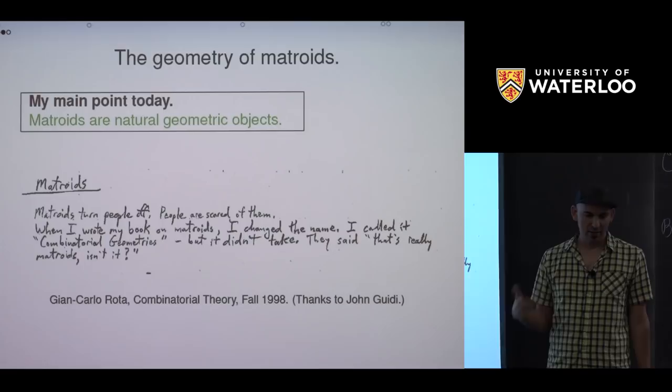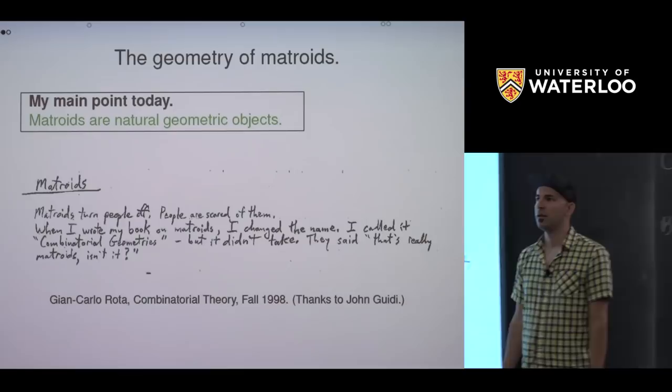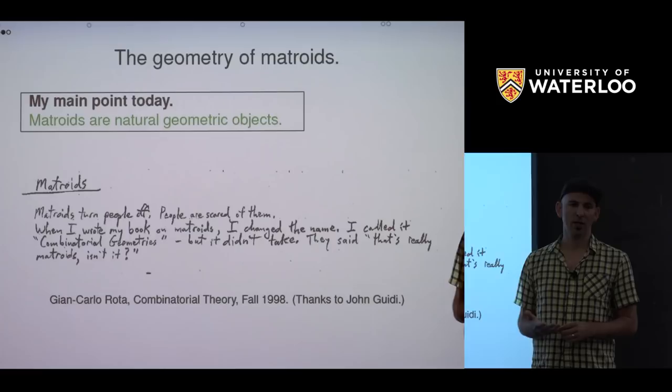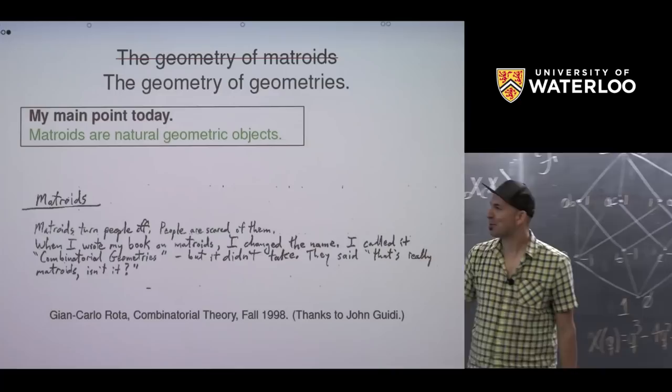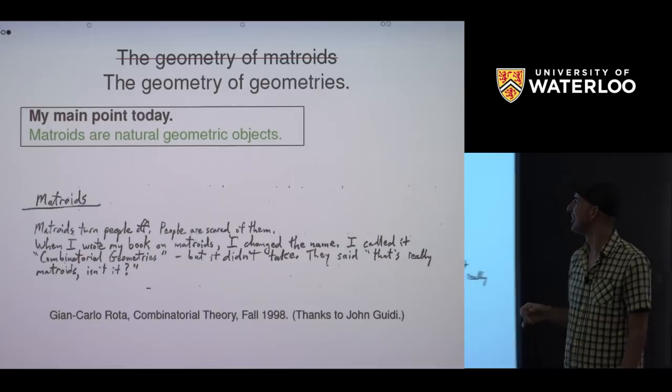But the point that I'm trying to make is that actually, I think that Rota had a very good point that the roots of matroids are in geometry. And there's also new results that Rota didn't know about that I think show that matroids are more geometric than he might have realized. So that's some of the things that I want to talk about. So the talk was called The Geometry of Matroids, and I thought about just calling it The Geometry of Geometries. So let's talk about some geometry, okay?